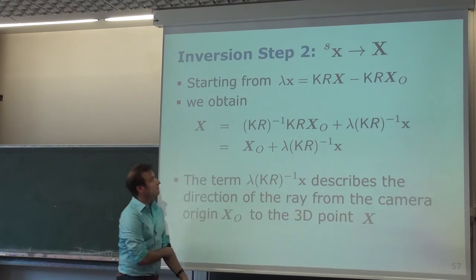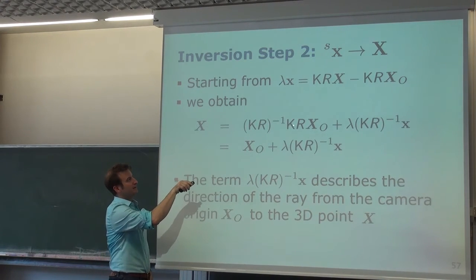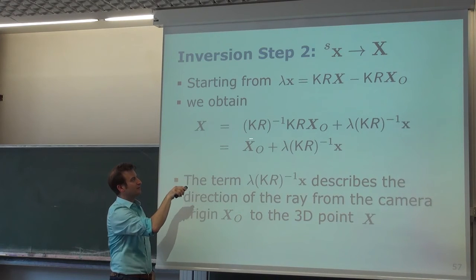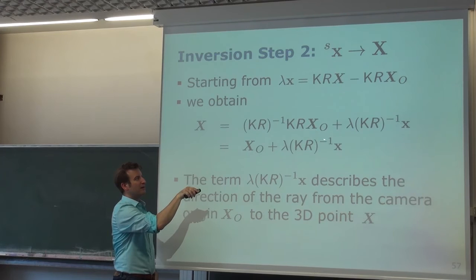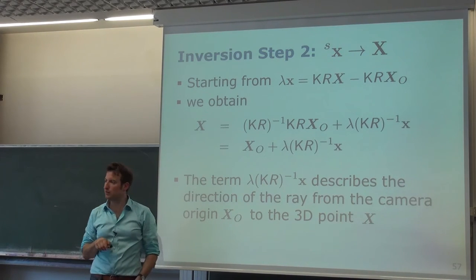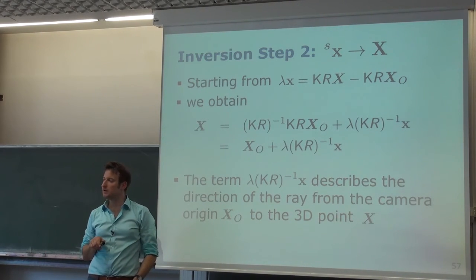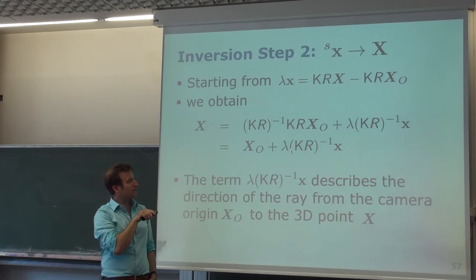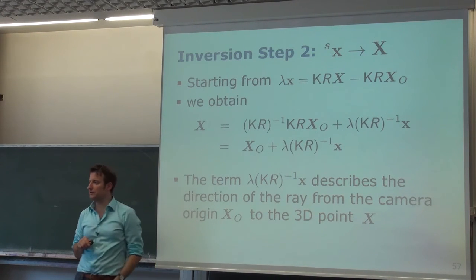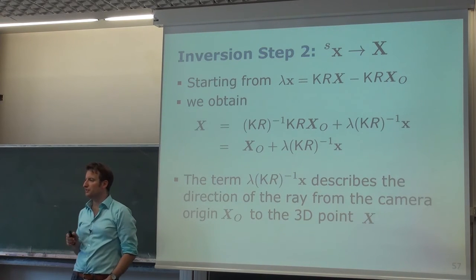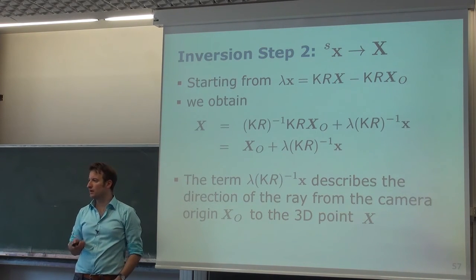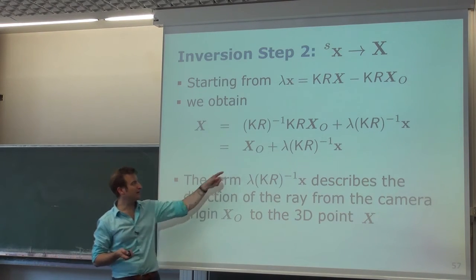Okay. So then, that's easy. Those cancel out. So this is just x0. Then I have a scaling factor lambda, kr to the power of minus 1, and my image point x. And we said this is an arbitrary value. So what we actually have in here, if you look at that carefully, is the equation for a line, or a straight line.